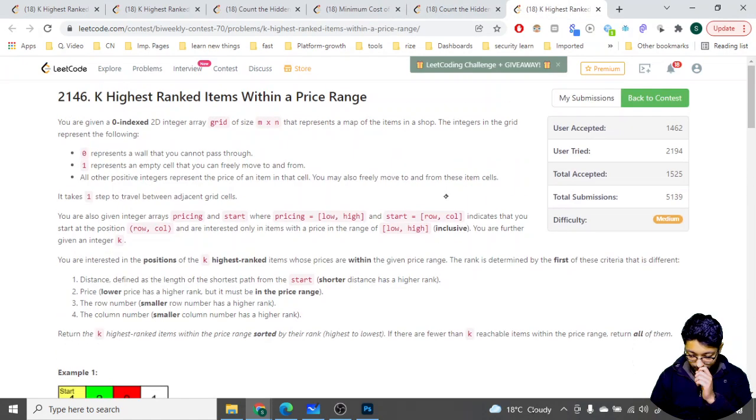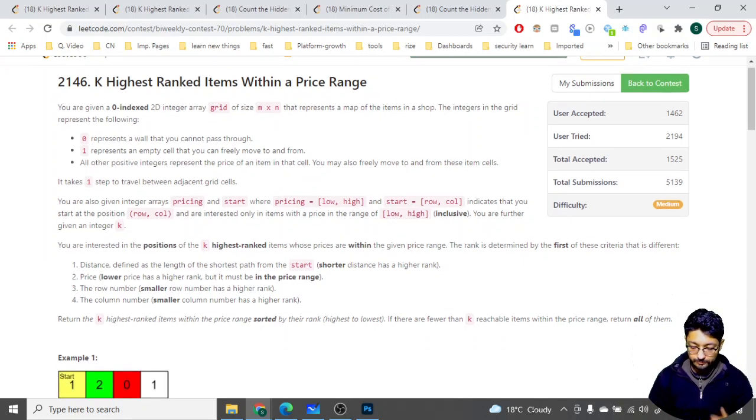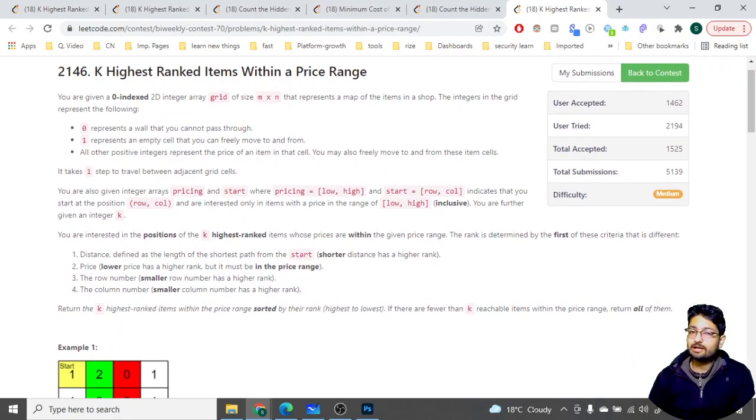And the last problem is K highest ranked items with a price range. All the problems in this contest are not too difficult, but they're a little bit lengthy and you have to think over them. So in this problem, K highest ranked items with a price range, we'll go through the problem statement.